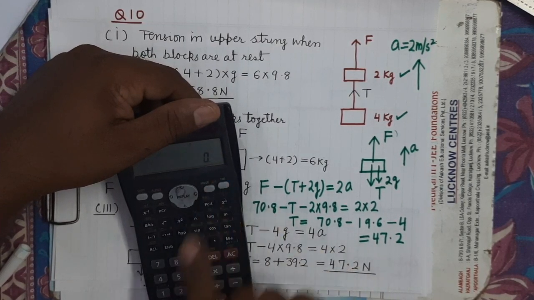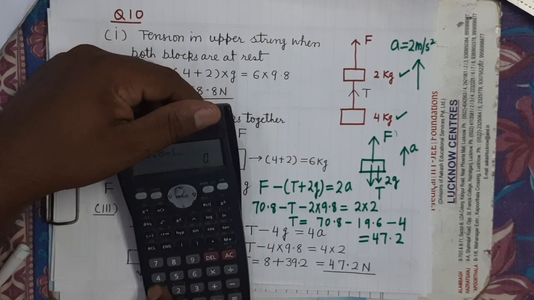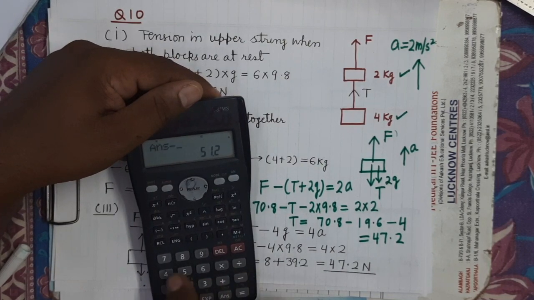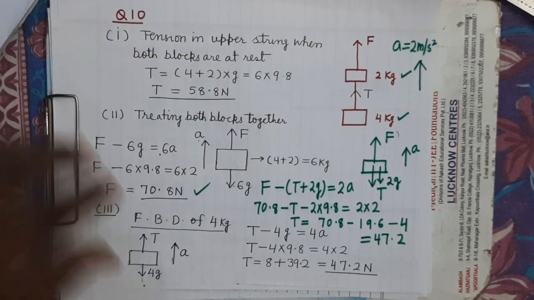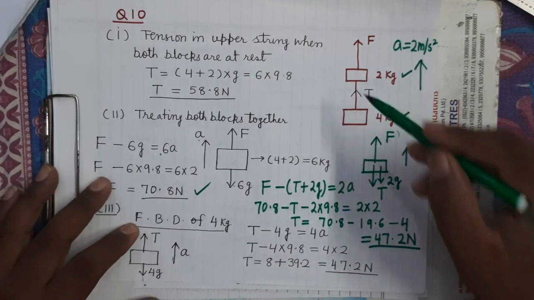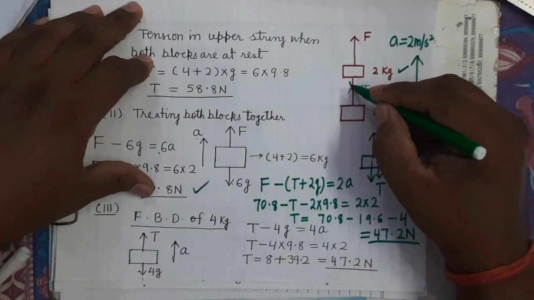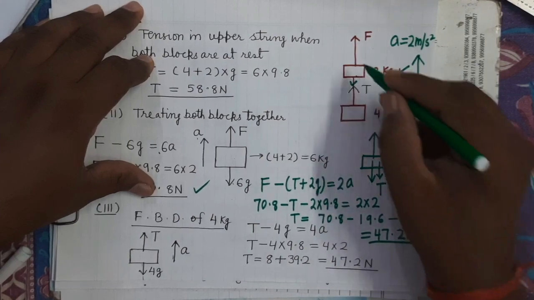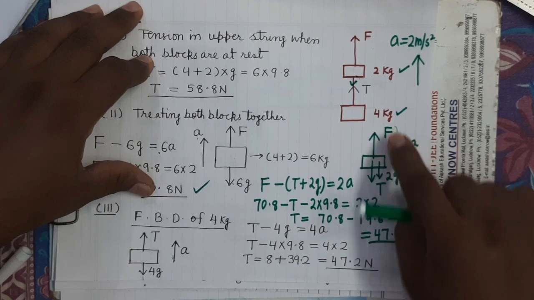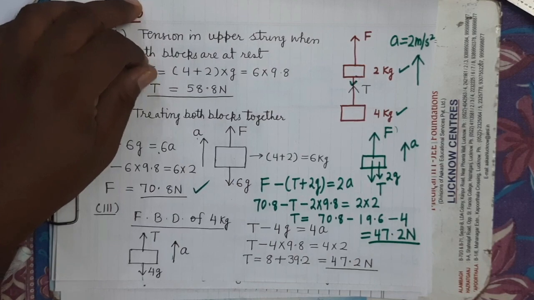You can check once again: 70.8 minus 19.6 comes out 51.2, yes, minus 4. So it is 47.2 Newton. Means we have determined, you can see once again, F force is acting upward on the 2 kg block, T is acting downward, and 2g, its weight, is also acting downward, and it is going upward. Therefore F will be bigger than the total of T and 2g. So this way you can determine.